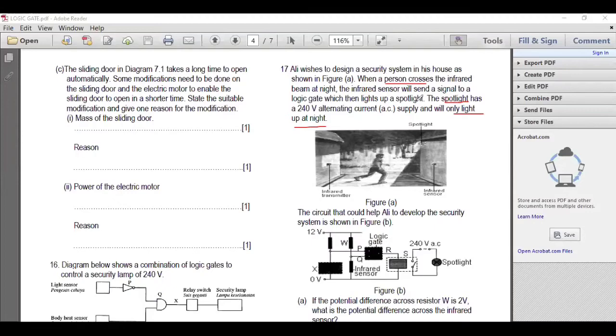So basically, there's a person here, there's a transmitter and a sensor. When the person walks, what happens? It will block the signal from reaching the sensor. So automatically the spotlight will be on, but at night, not in the daytime. So from here we already know what the possible logic gate is, because it must be at night and there must be a person crossing.